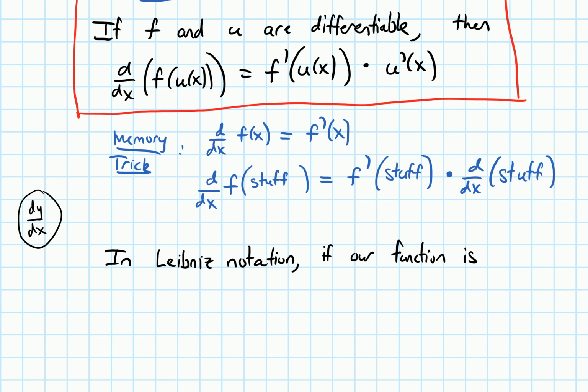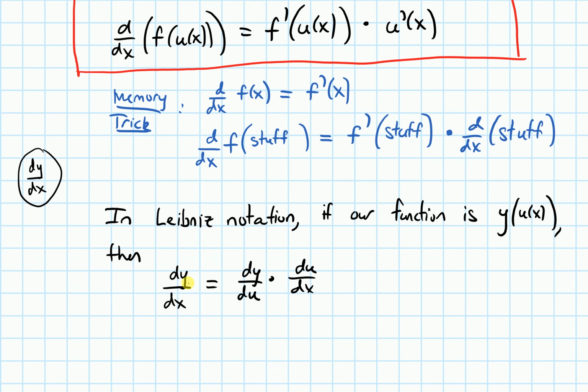This is something that we'd see more in Math 31, the next math course after this one. Okay, so in Leibniz notation, if our function is y of u of x, then if we want to take the derivative of y with respect to x, it equals dy du, the derivative of the outside function with respect to the variable u, times du dx. And that means the derivative of the inside function with respect to x.